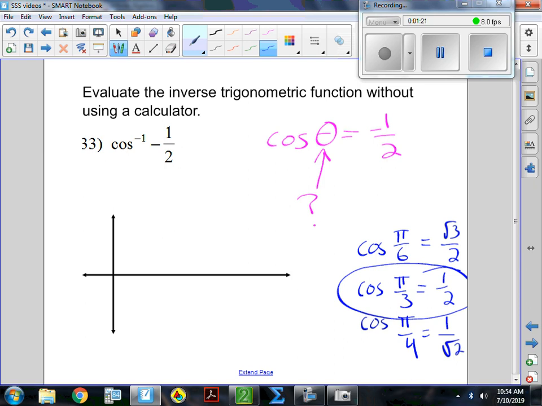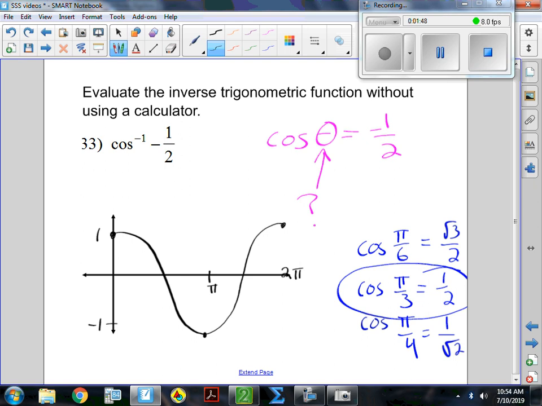Then I need to consider the cosine curve. So the cosine curve at 0 is equal to 1. Then it comes down and goes back up to 1 at 2 pi. At pi, it's equal to negative 1. So the range of the cosine curve is from 1 to negative 1. The domain is infinite, negative infinity to infinity.